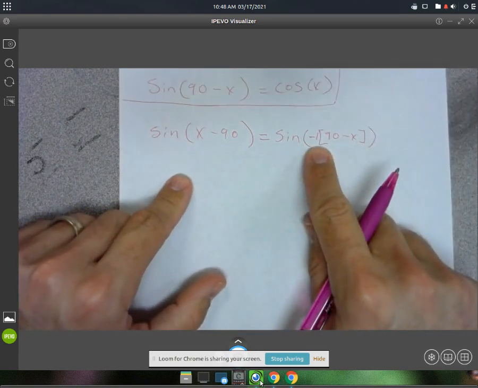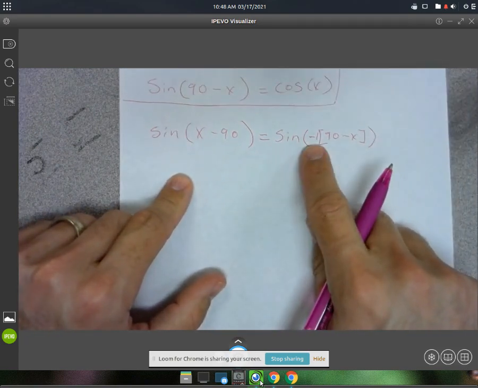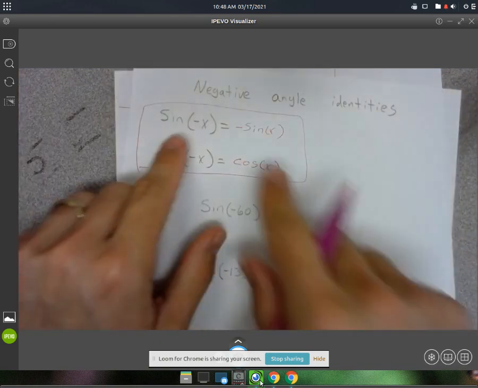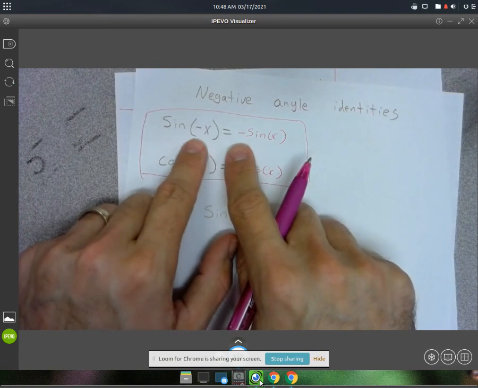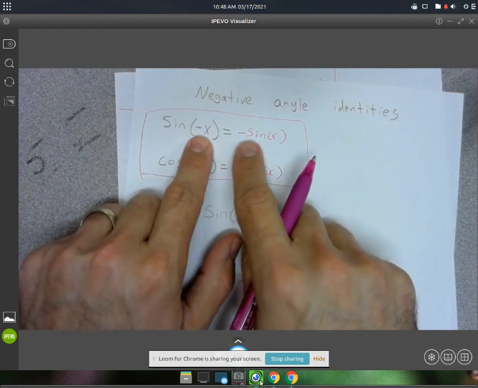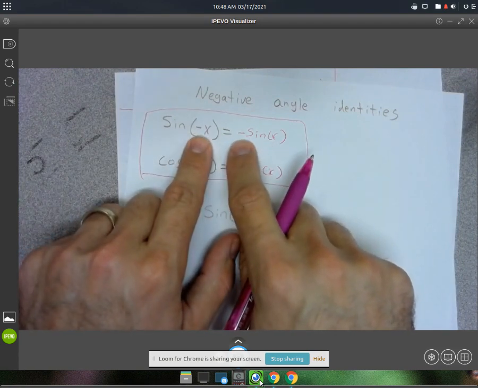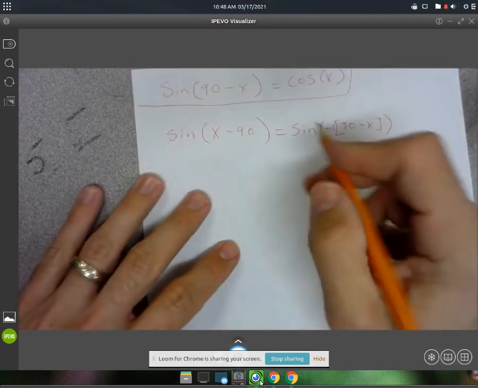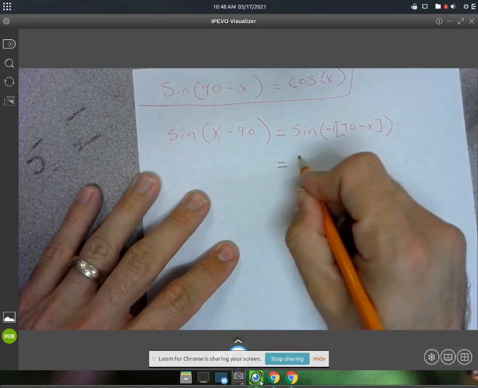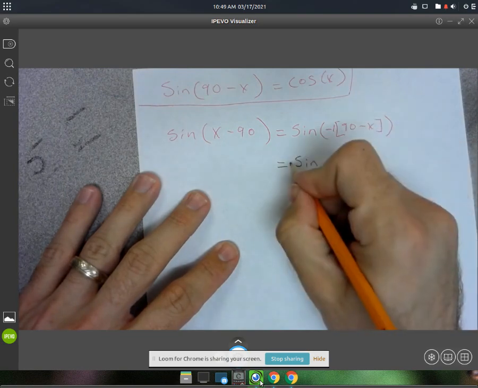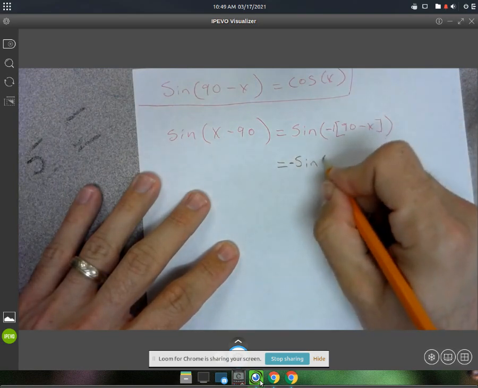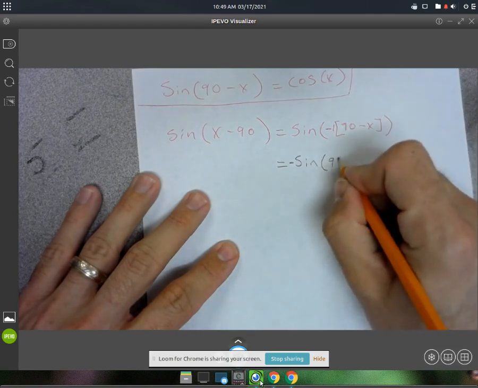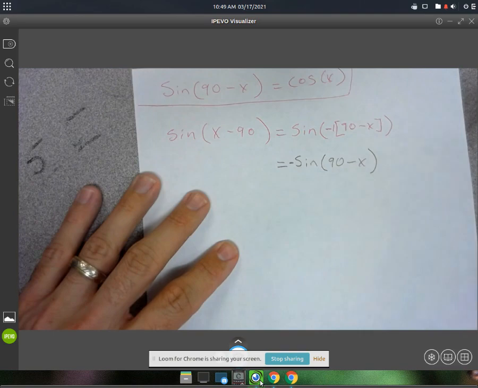But now that I have sine of a negative angle, I can use this identity. Instead of sine of a negative angle, I can take that negative and pull it out front. So that means this is going to equal negative sine of that same angle, 90 minus x.